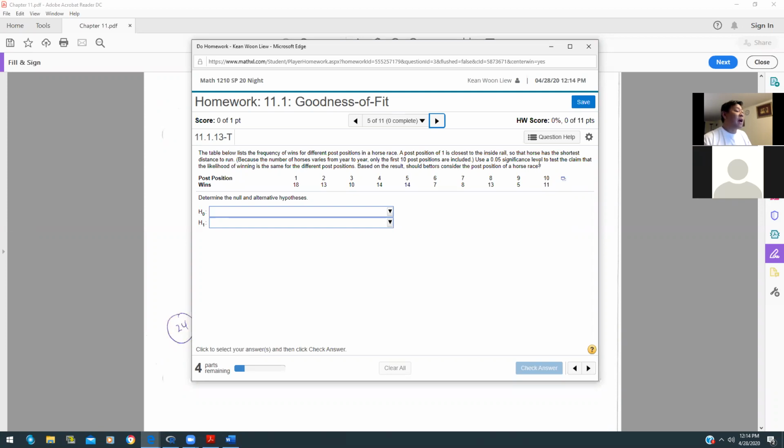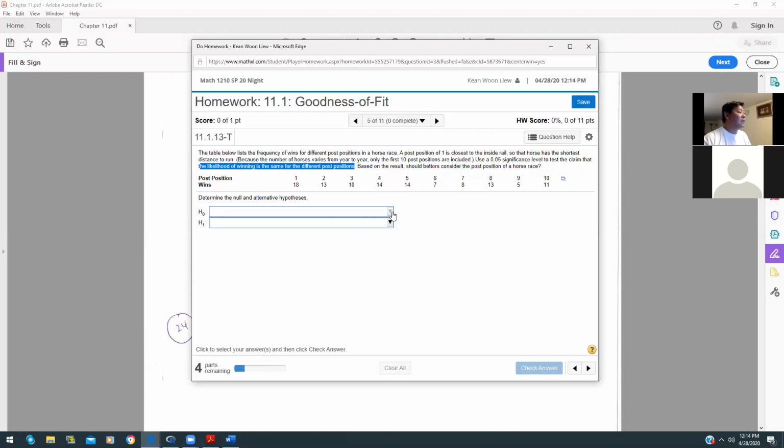Use a 0.05 significance level to test the claim, this is your claim, that the likelihood of winning is the same for different positions. Based on the result, should bettors consider post position of a horse race? So this is for those who want to go gambling on horse racing. So this question is asking, are they the same?